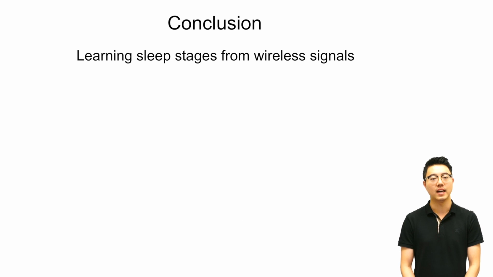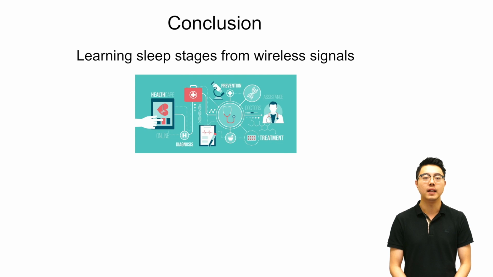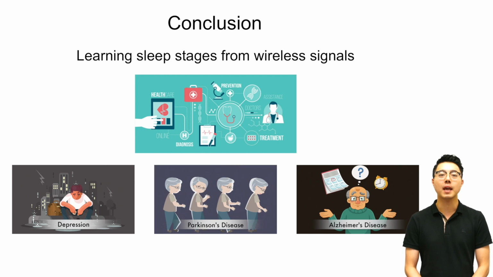So in today's talk, I have told you how we can learn sleep stages from wireless signals. We believe our work can be extended along multiple axes. On one hand, this model itself has implications beyond sleep staging. It can be used for other types of healthcare data where there's a strong need for generalization across individuals. On the other hand, being able to monitor sleep, as we discussed earlier, can be used to understand the connection between sleep and many other diseases.